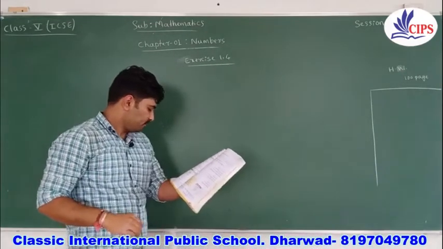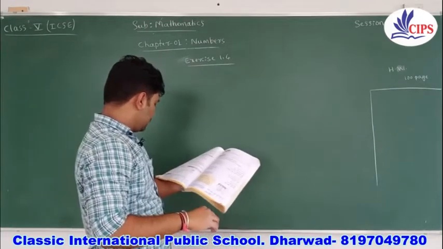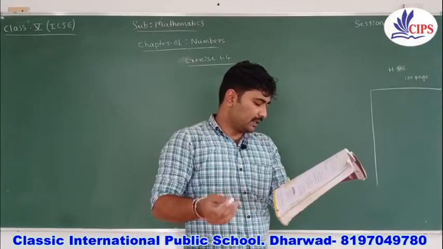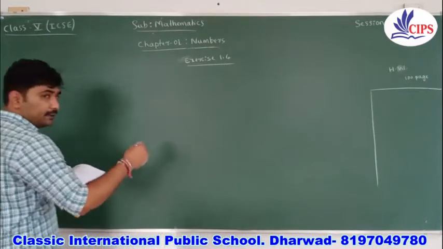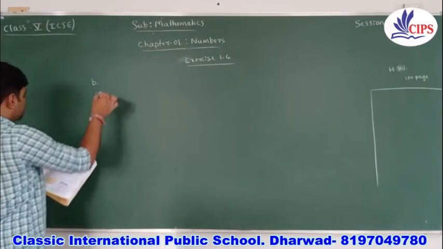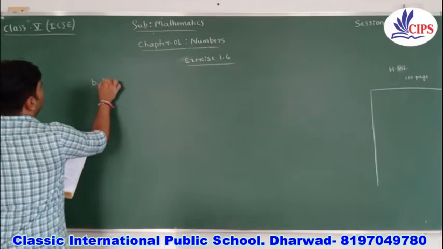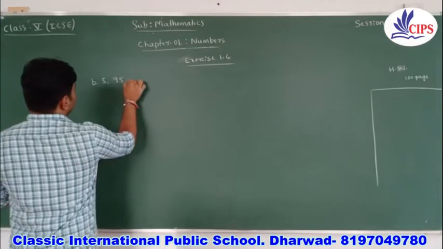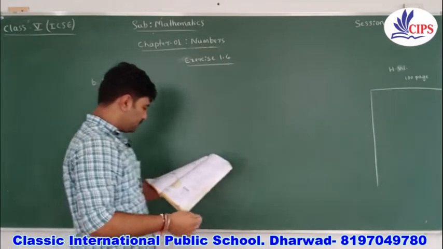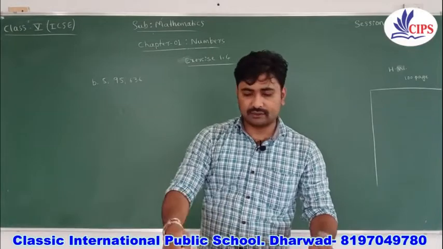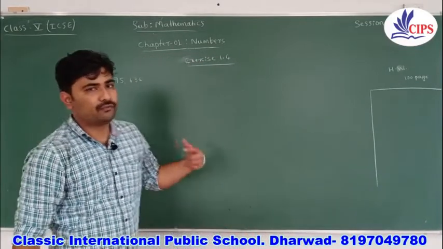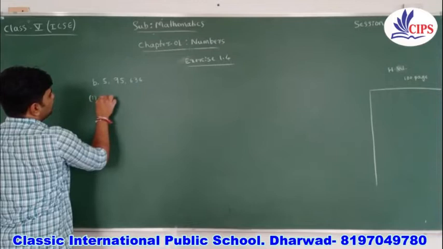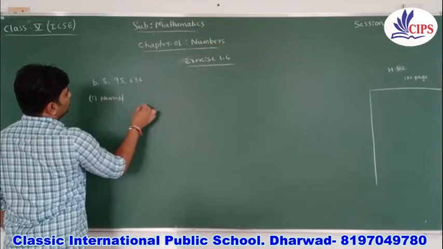Okay, so there are 12 problems. Out of 12, which one do you want me to do? Sorry, you were not here, so that's the reason I'm choosing randomly. Let me take B, that means the second one. What is the number? 5,95,634 is the number, and now we are supposed to write the nearest 10,000 and lakh number. Now I am going to round it off to its nearest 10,000 and lakh. First point is its nearest 10,000.